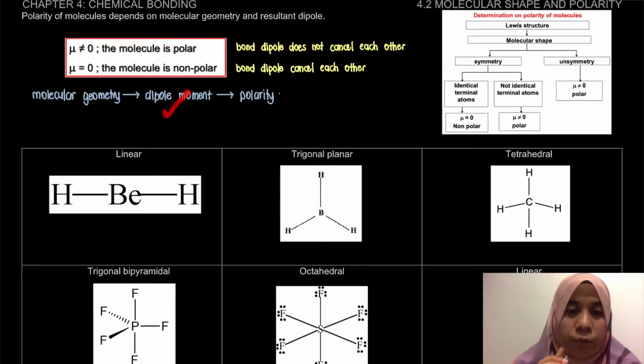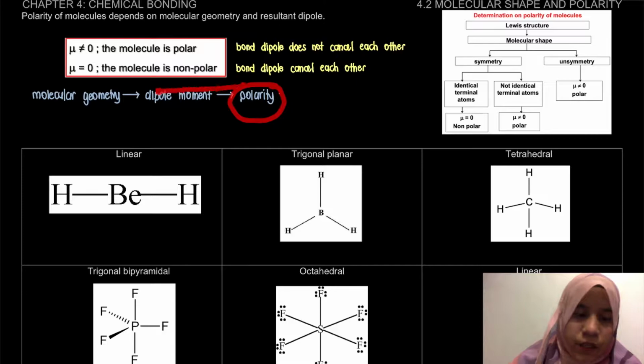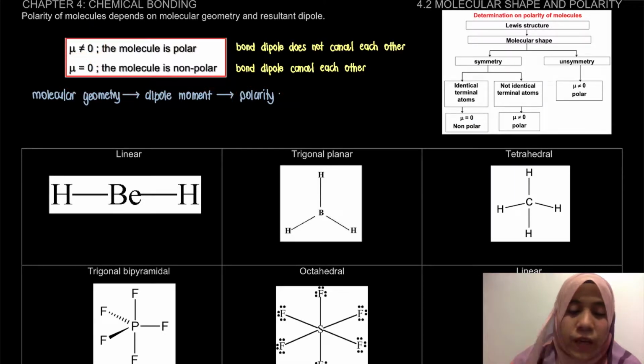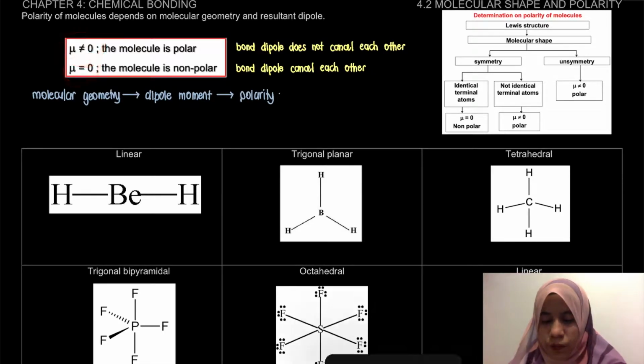To determine the polarity of a molecule, first you must know the molecular geometry. Then we can draw the dipole moments. And last but not least, we know the polarity, whether mu is equal to 0 or not equal to 0. It's just a bit of summary.